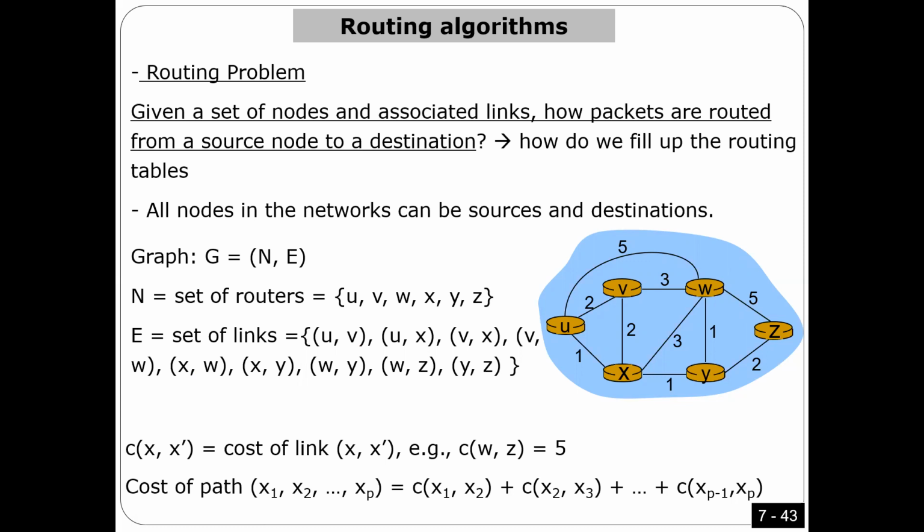So routing protocols are like algorithms, or in other words, programs. These programs are run by nodes. As you see in this paper, we have several nodes, routers here. We have routers U, V, W, Z, Y, X. Is that okay?